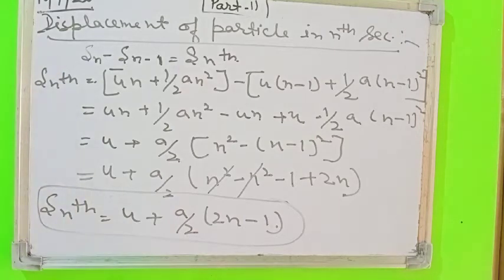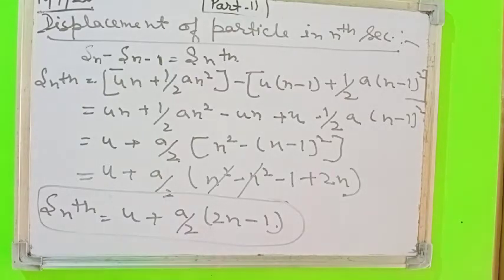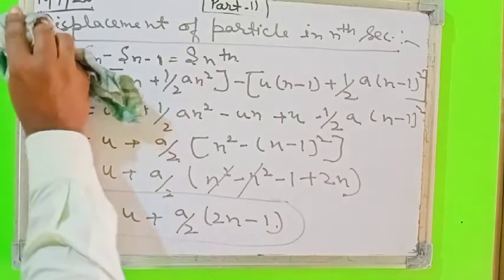Suppose it is given in the question that the initial velocity of the body is 6 meter per second and its acceleration is 3 meter per second square, then find the displacement of the particle in the 6th second. So you have to put the values n is equal to 6, and directly by putting n is equal to 6 you can get the answer, or similarly for the 12th second, 10th second, 9th second you can easily calculate. So this is about the displacement of particle in the nth second.